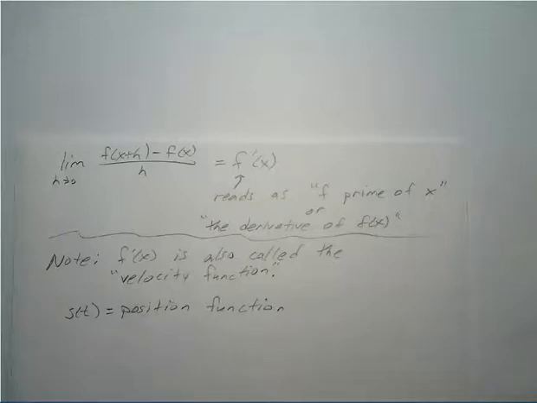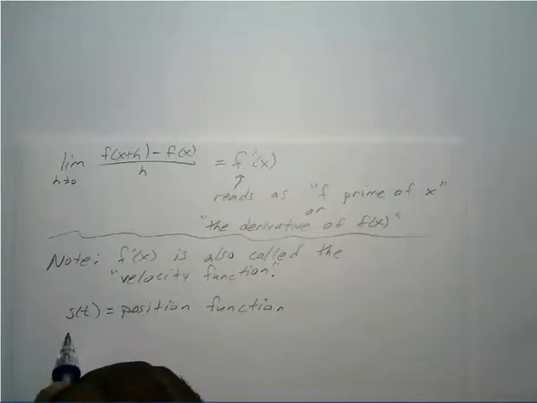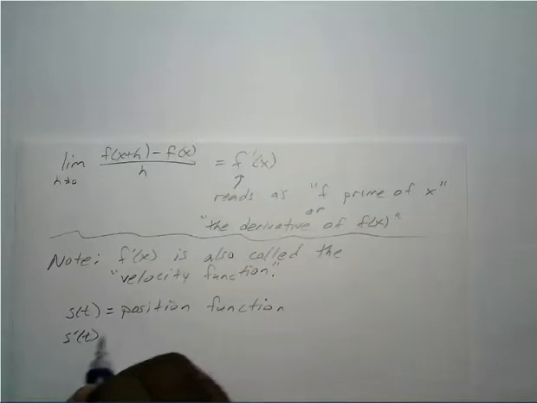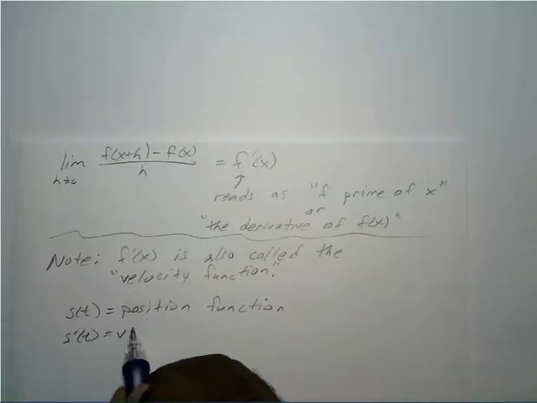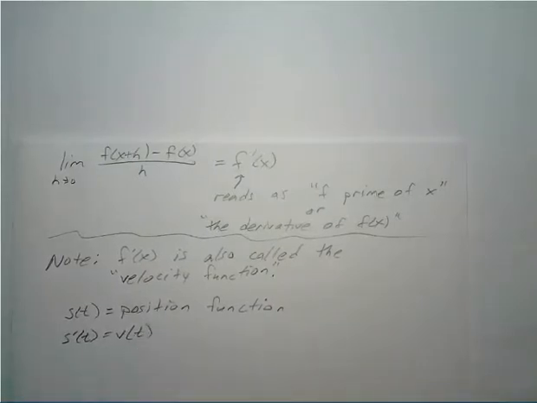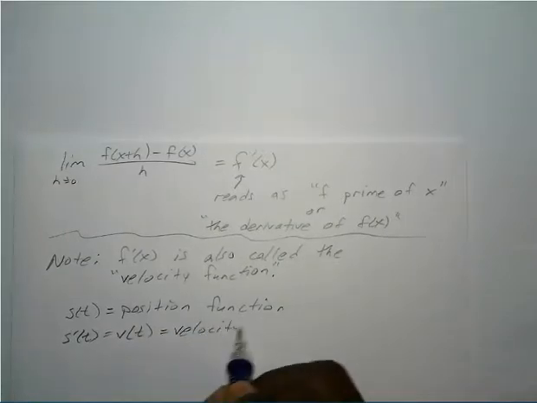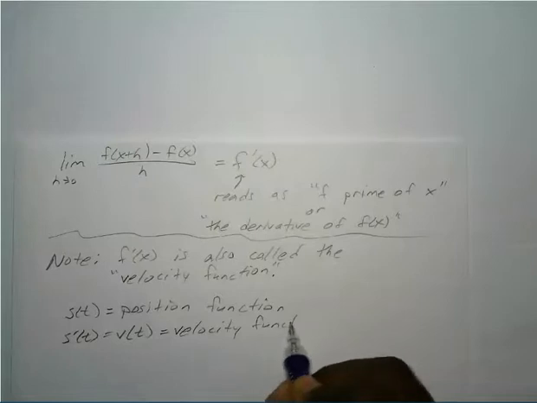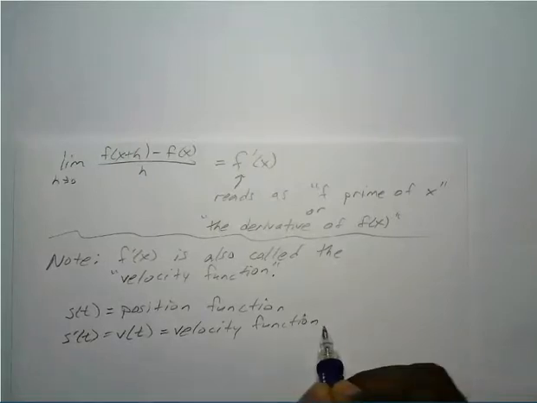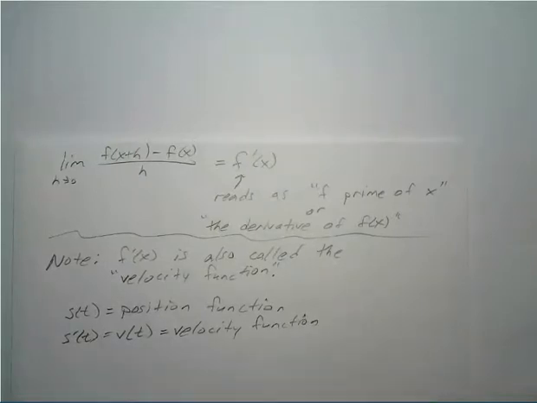Okay, but if you take the derivative of that, s prime of t, which we call the velocity function v of t, that's your velocity function. And you will definitely see that put to good use later on. All right, so we're going to go ahead and jump to our first example.